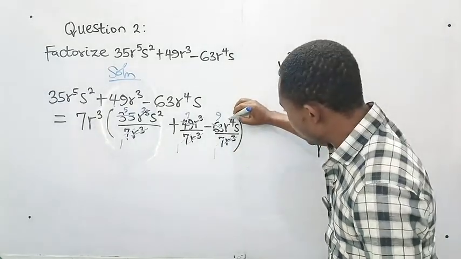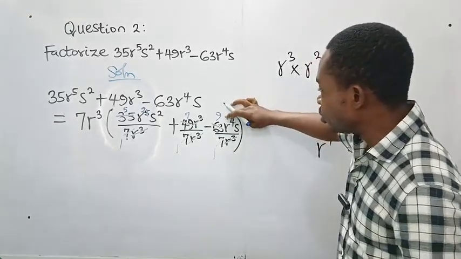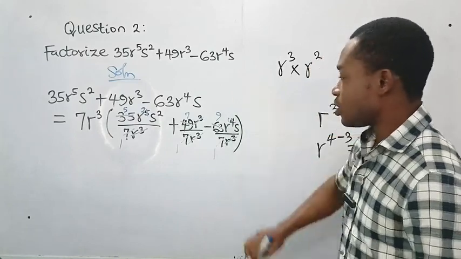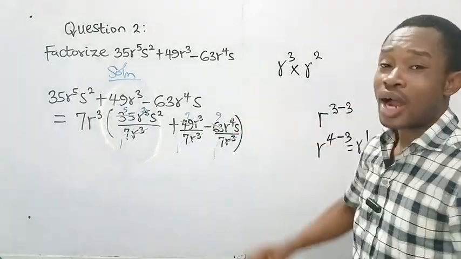And then if I come to this, I'll cancel this 4 and write what? 1. But I don't need to do that. It's not necessary. Because r raised to power 1 will still give you r.